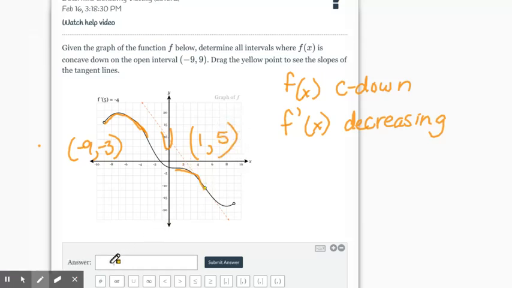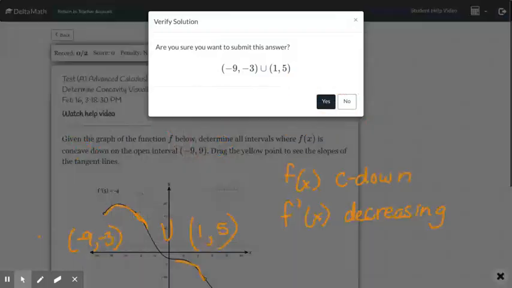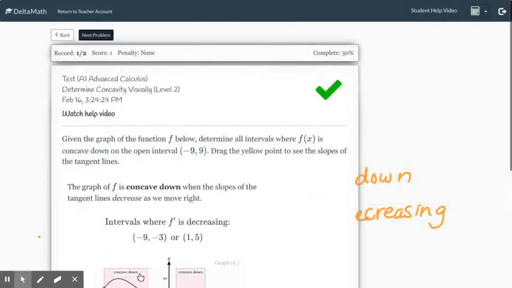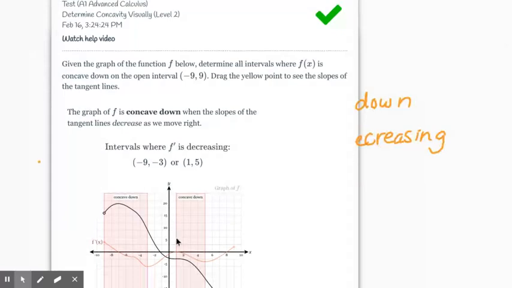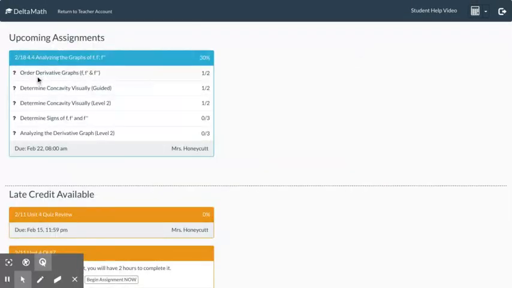Okay, so I'm going to enter this in, and I'll show you the other way that Delta Math will accept this. Negative 9 to negative 3. And then if I use the union, 1 to 5, I'll submit. That's right. But you could also use the word or. You can use either one. That's fine. All right, going into the next section.